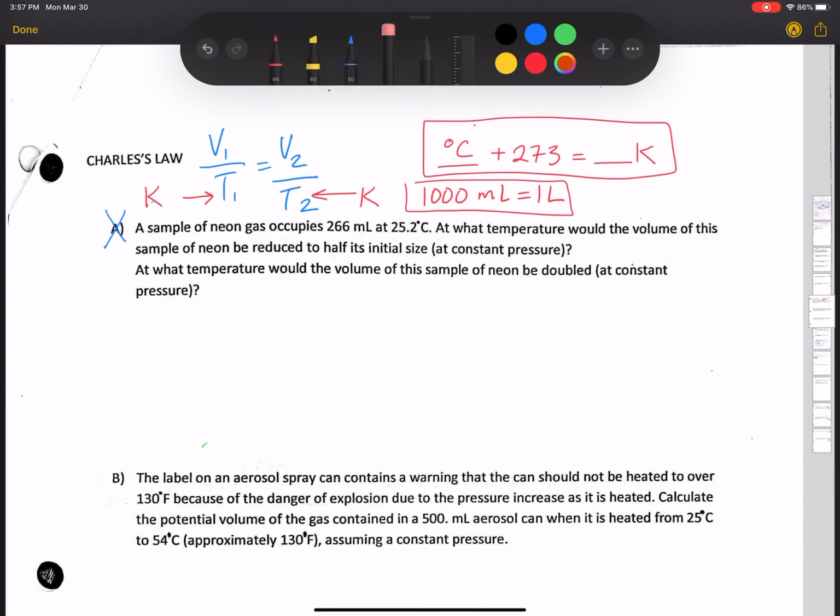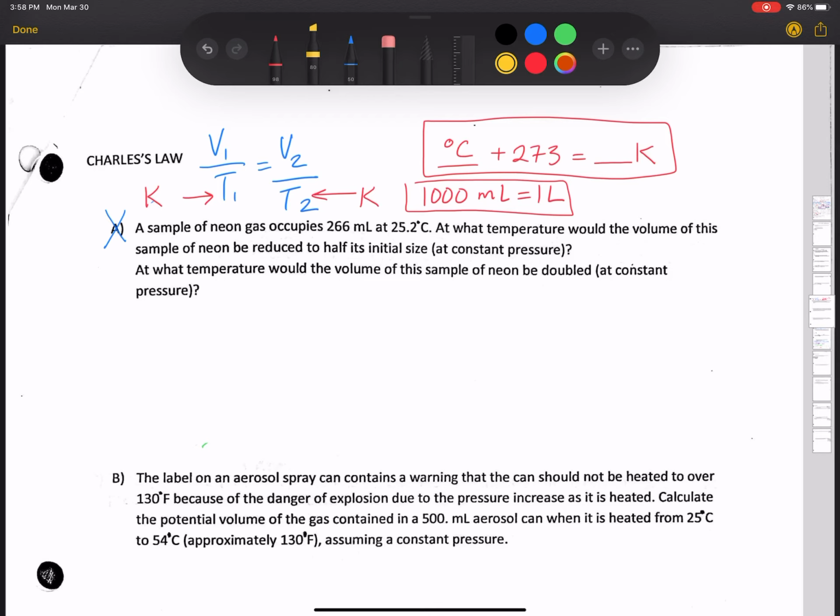Charles's Law is on page 4 in your practice packet, and I'm going to give you a moment to just write down a few of the important formulas and conversion factors that you need to solve these questions.